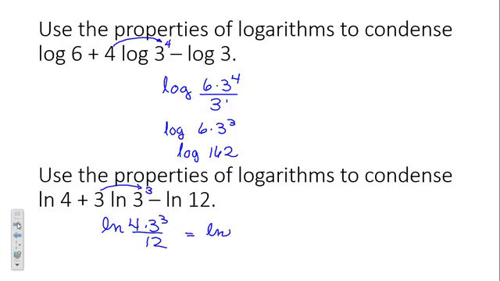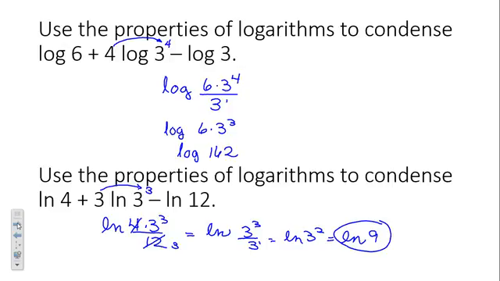When the 12 and the 4 reduce, we'll have a 3 cubed over 3, and 3 cubed over 3 is 3 to the second, which is 9. Okay, that's much less complicated than this, right? And we'll use these properties later when we're solving logarithms.